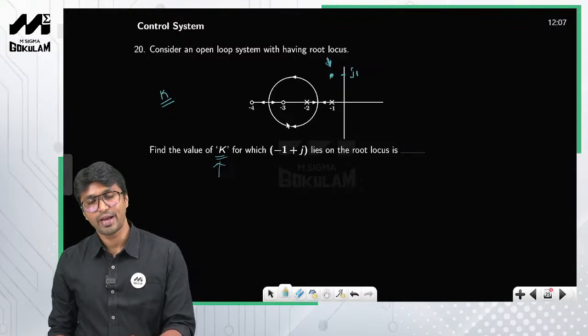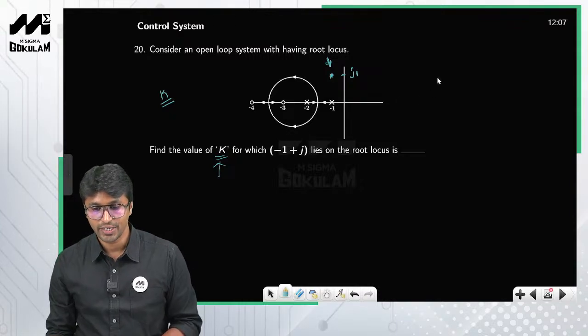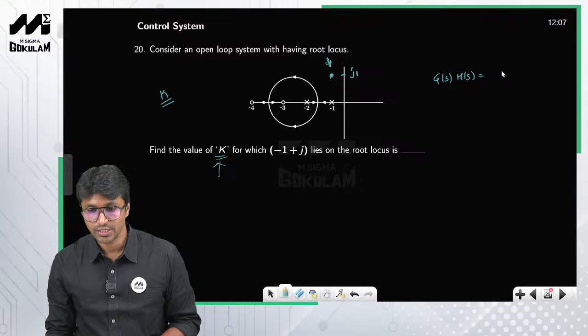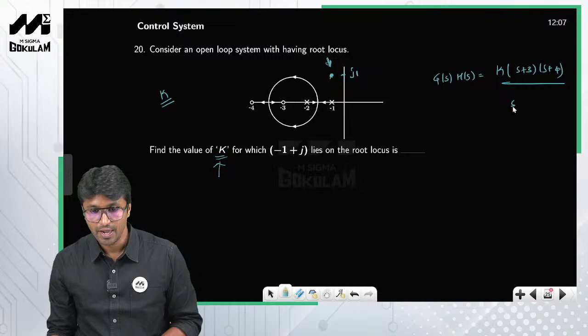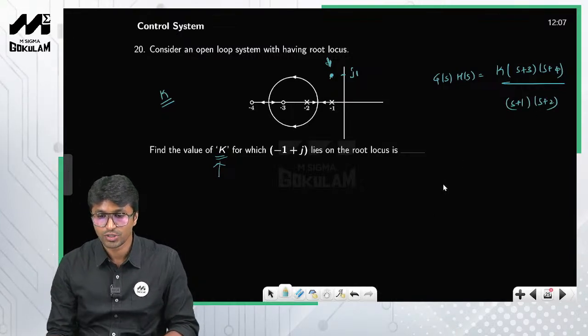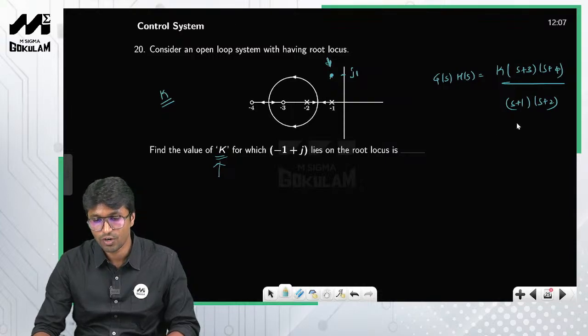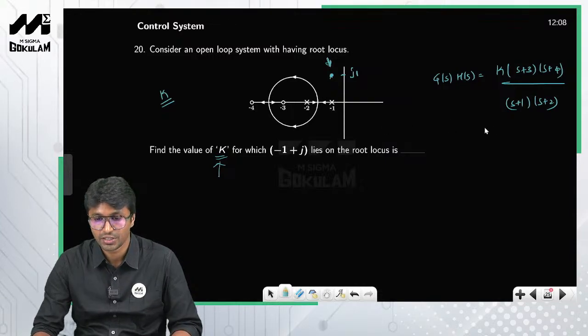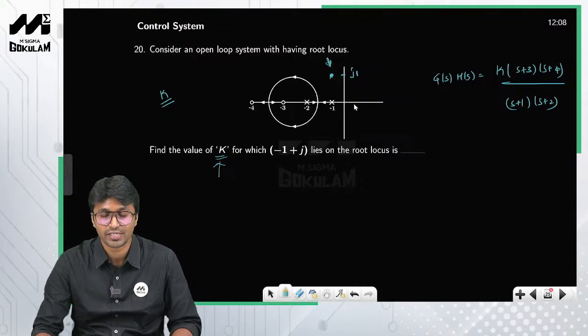Now if you use the magnitude condition, what is it that you get? So G(s)H(s) is nothing but K into (s plus 3) into (s plus 4) divided by (s plus 1) into (s plus 2). Right. So before applying the magnitude condition, check for the angle condition, right? So the angle condition fails here, right?